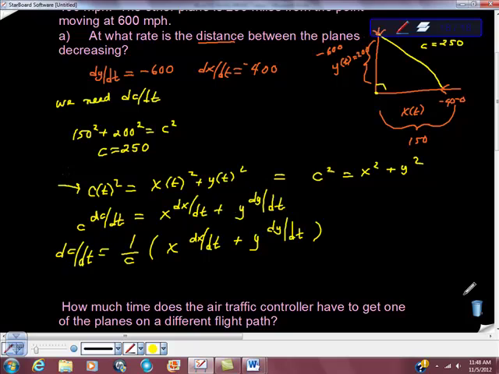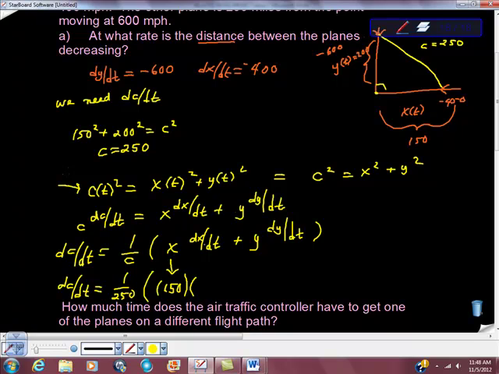I'm sure that this is looking to you like, oh my God, what's going on? But we're in great shape because we're almost done. We have all this information. All we're going to do now is just fill in the blanks. So dc/dt is equal to, well, we know that the value of c is equal to 250. So 1 over 250 times, and if we're going to fill in all this math here, x is equal to 150.